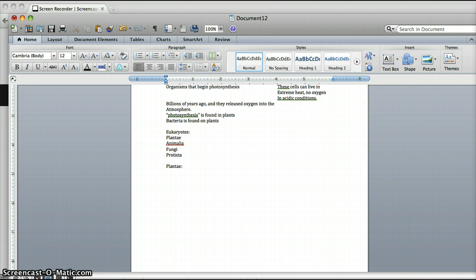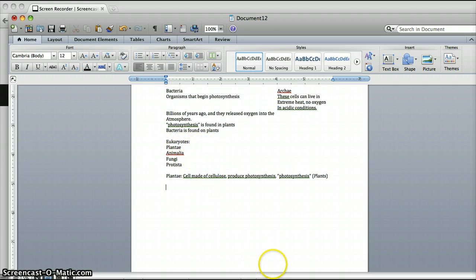A plant cell is a cell that is made of cellulose, and they're producers, and they produce photosynthesis. Now, if you think about it, photosynthesis is only found in plants. So that brings us back to this plantae. Now, the second type of eukaryote is an animalia. So an animalia is just the funny name for an animal cell.